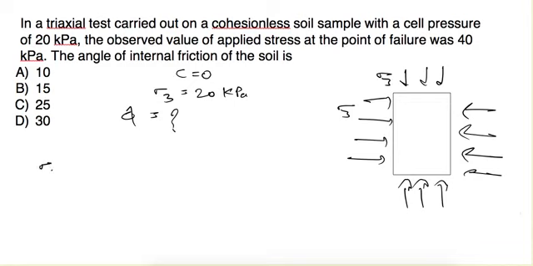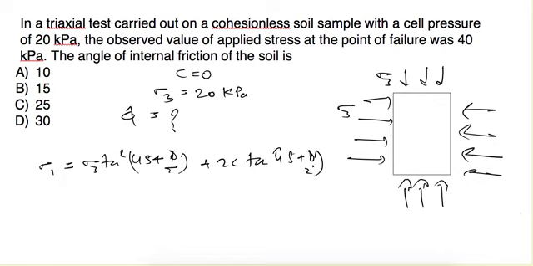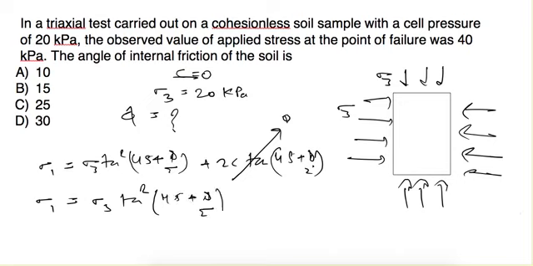So we know that sigma 1 is equal to sigma 3 tan square 45 plus phi by 2 plus 2c tan 45 plus phi by 2. Now in this question C is equal to 0, so this part will be 0. So the remaining equation will be sigma 1 is equal to sigma 3 tan square 45 plus phi by 2. Now we want to know the phi, we know sigma 3, so if we can find sigma 1, then our problem is solved. Now if you say that this 40 kilopascal is sigma 1, then this question will be wrong.